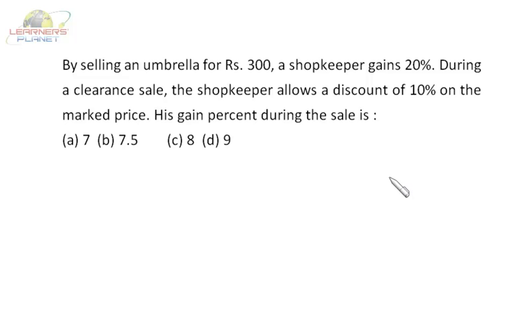Now let's see this question. By selling an umbrella for rupees 300, a shopkeeper gains 20%. During a clearance sale, the shopkeeper allows a discount of 10% on the mark price. So first of all, friends, let's find out the cost price of this umbrella. If he's selling for 300, he's making a profit of 20%. That means the cost price is, or you can say SP by CP is 120%, or we can say 6 by 5.